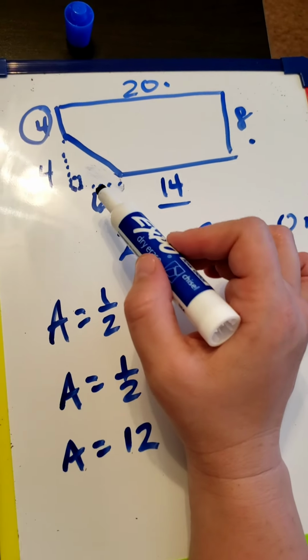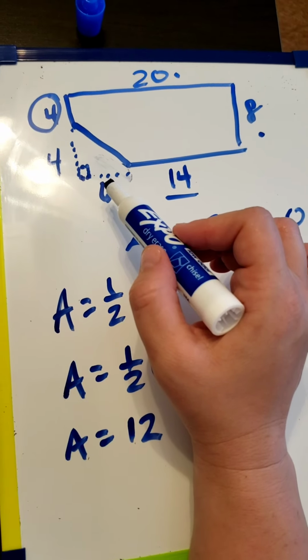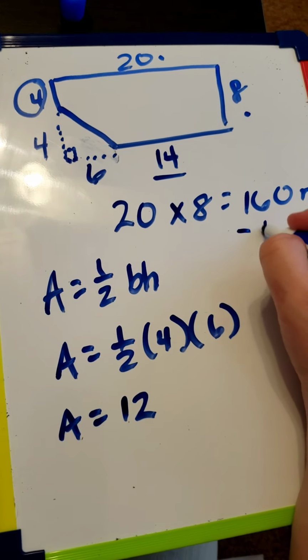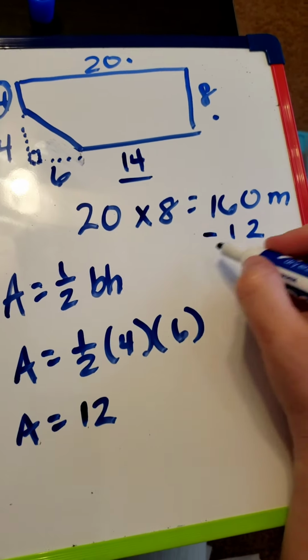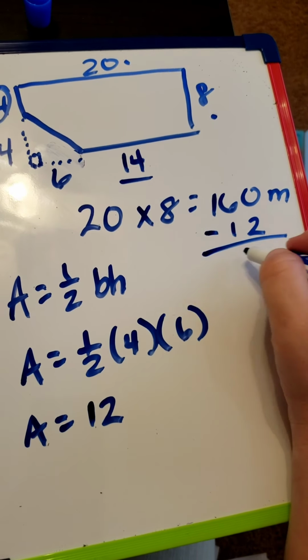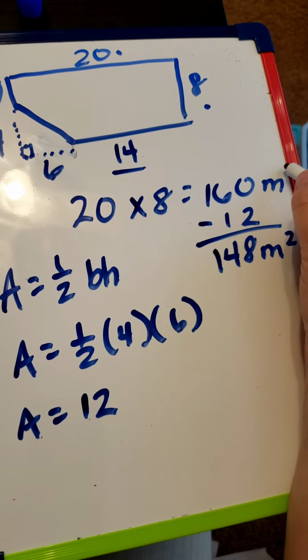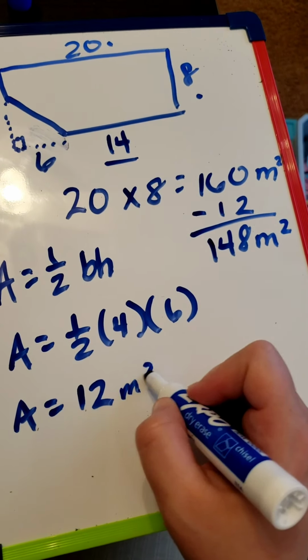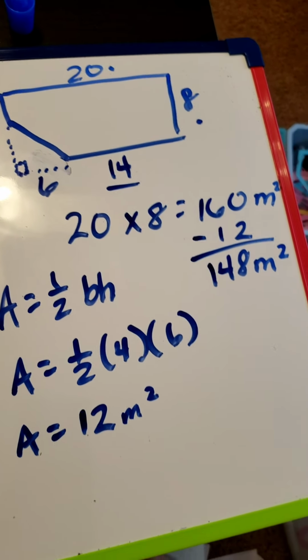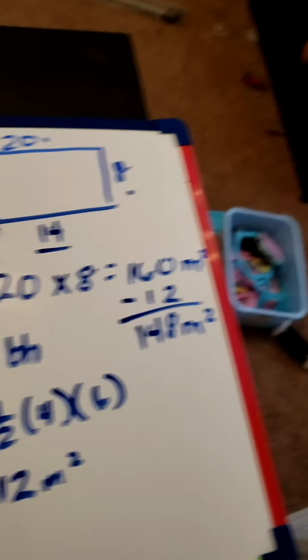Now, was this taken off or was it put on? It was taken off, which means I'm going to subtract from my 160, okay? And my total area for this one is going to be, sorry, I'm trying to label, 148 meters squared.